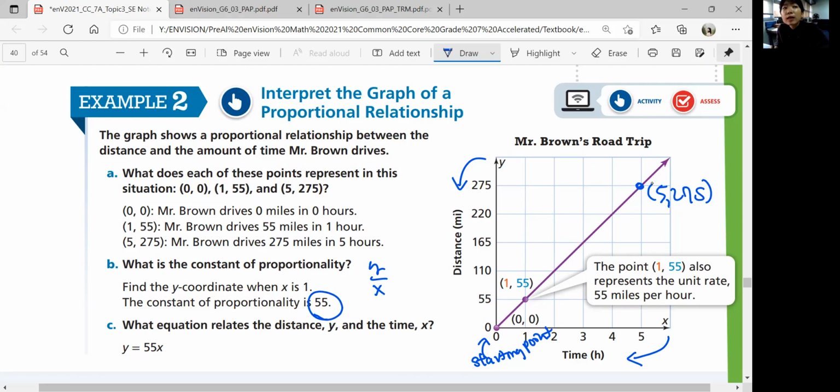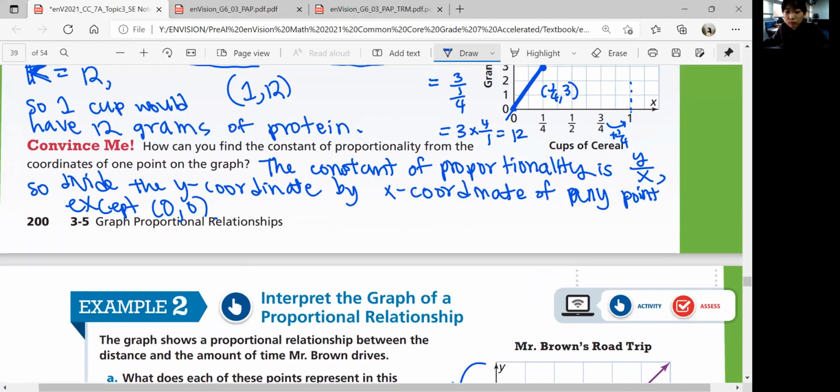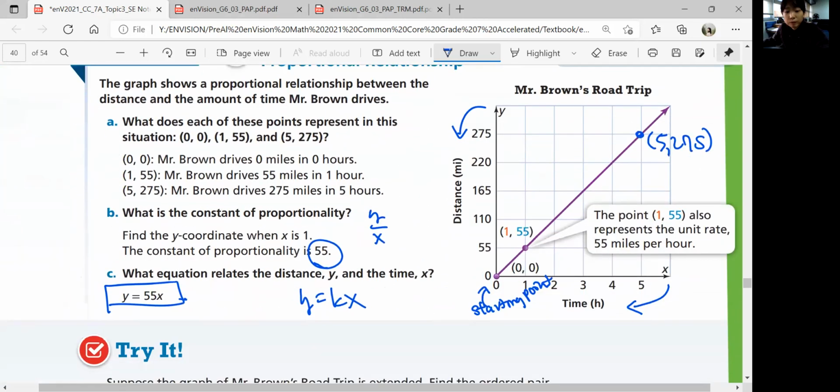What equation relates the distance y and time x? How can you write an equation for this? Y is equal to kx, and k is your constant of proportionality. So y is equal to 55x is your equation.